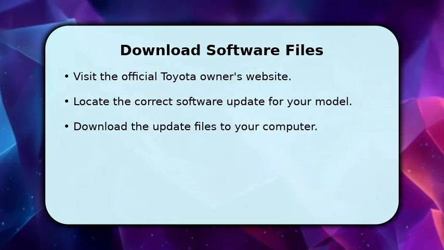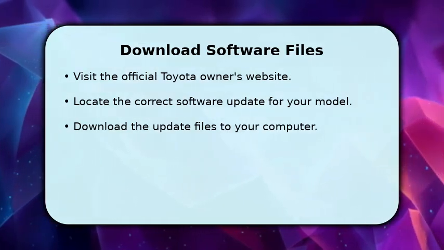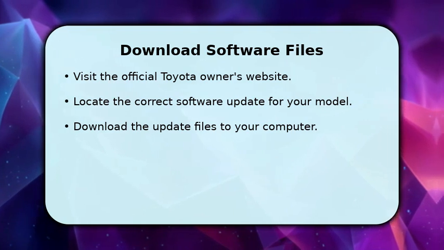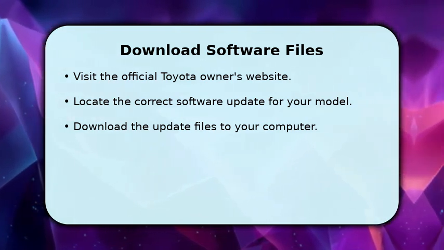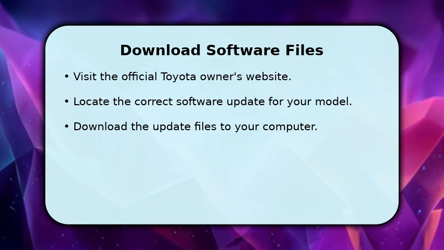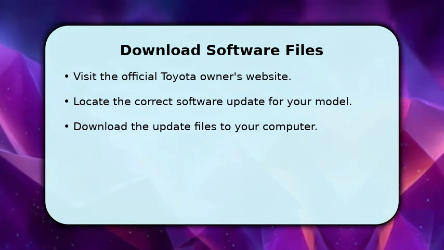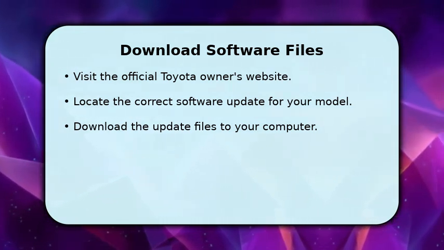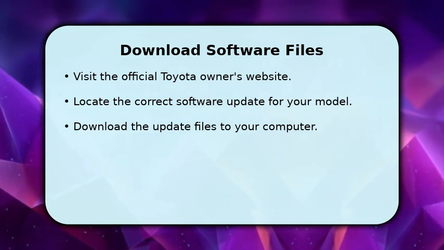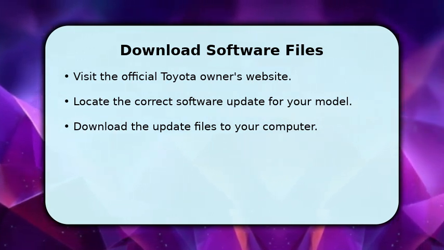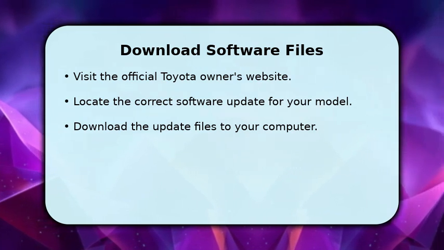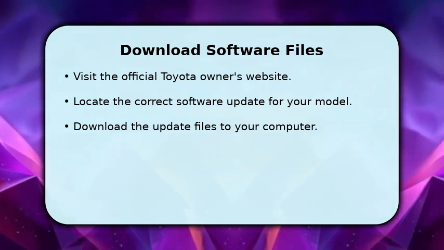Next, head over to the official Toyota owner's website. You'll need to log in or create an account to access the support section. Once there, navigate to the Software Updates area and find the specific update package for your Tacoma model. Carefully download these files to your computer. It's crucial to ensure you're getting the correct version to avoid any compatibility issues during installation.